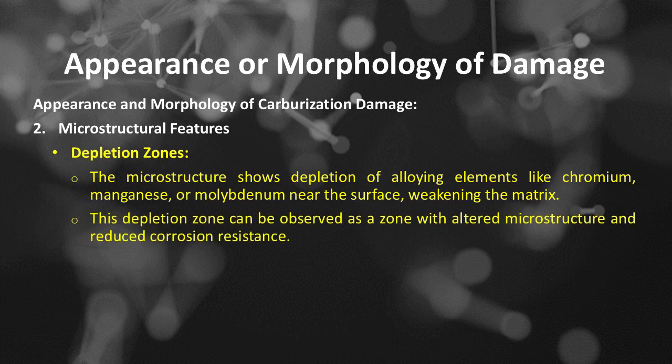The sixth of microstructural features is depletion zones. The microstructure shows depletion of alloying elements like chromium, manganese, or molybdenum near the surface, weakening the matrix. This depletion zone can be observed as a zone with altered microstructure and reduced corrosion resistance.